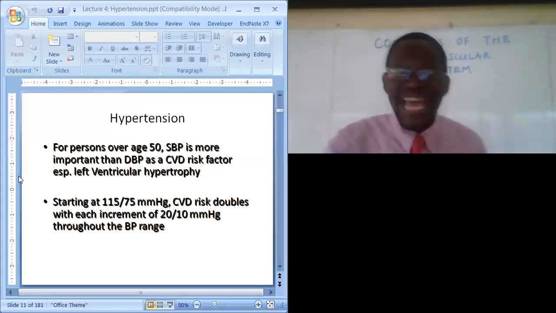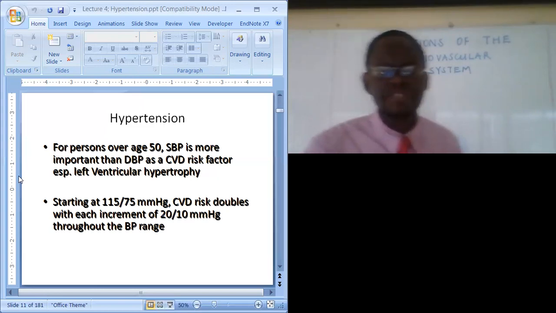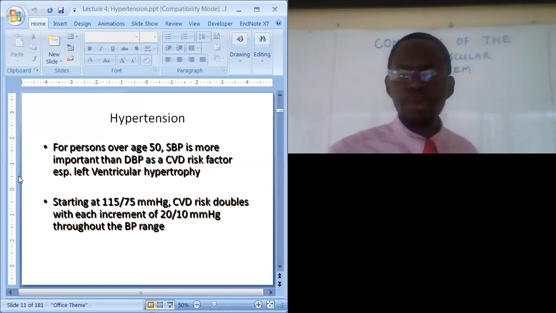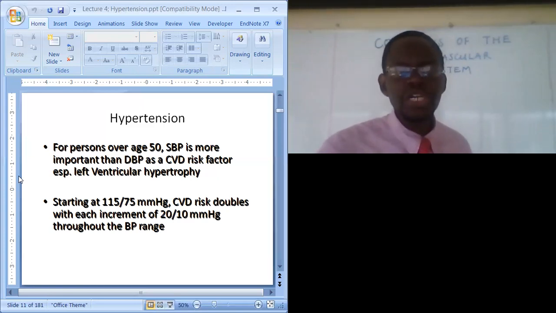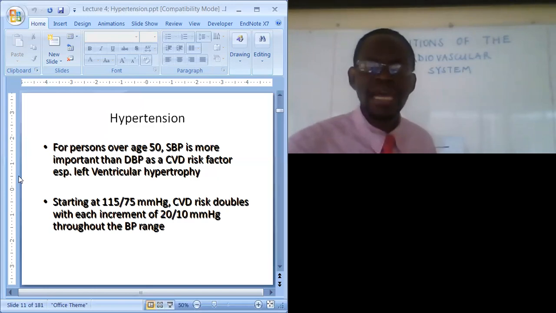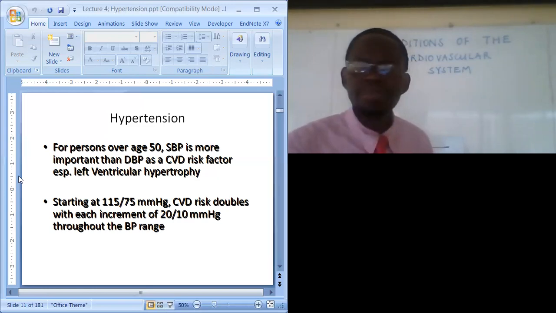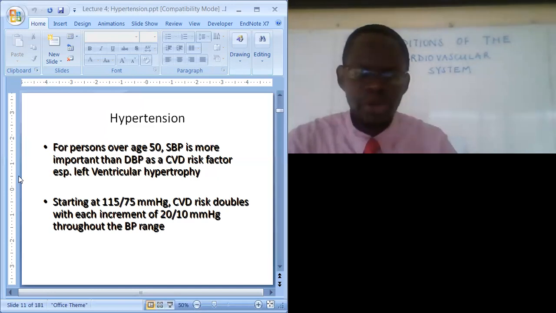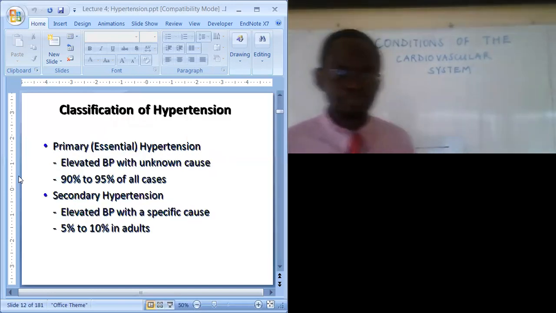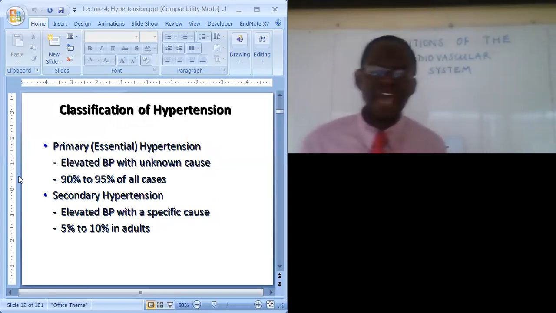Now, starting at 115 over 75, the cardiovascular disease risk basically doubles with each increment of 20 over 10 millimeters of mercury throughout any BP range. That is very important, and you should know about it. Now, how do we classify hypertension?